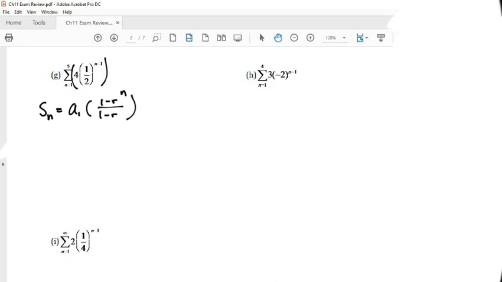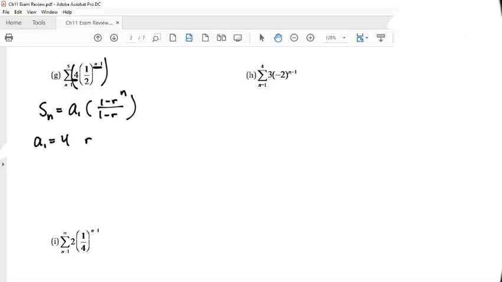Okay, let's identify some of these things. Obviously, a sub 1 equals 4. And we could say that because up here it says n minus 1. When this says n minus 1, then you know that this is the first term. If this does not say n minus 1, then what you should do is plug in the first term, or the n, to find the first term, okay? All right, back to business. So a sub 1 is 4.